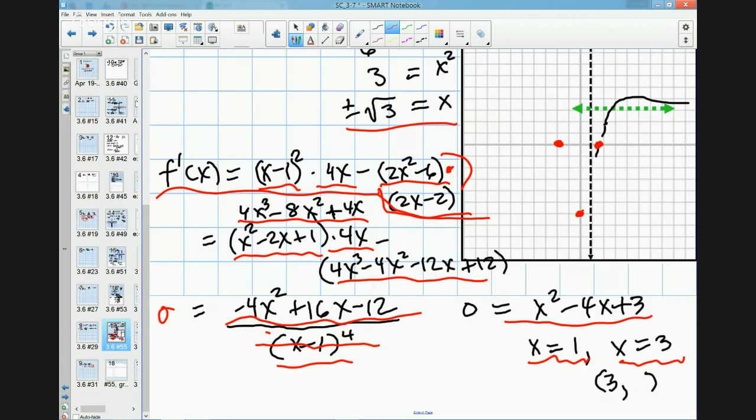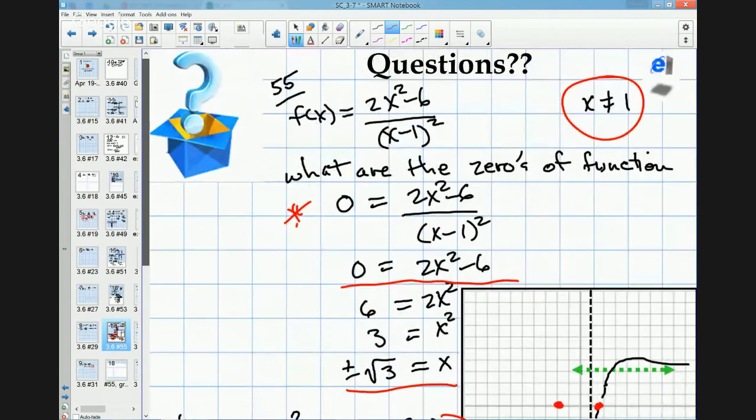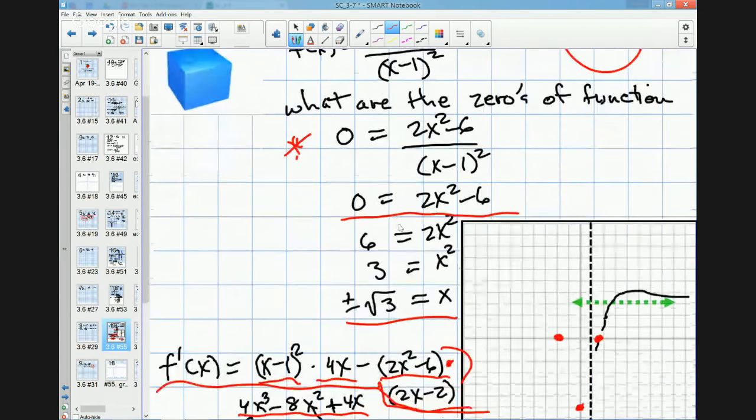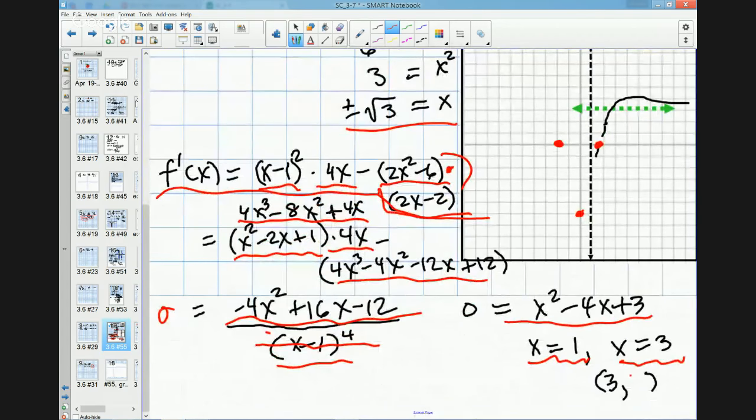And what's the y coordinate for that? Well, if you plug in 3 into the original equation, what do you get? 18 minus 6 is 12 on top, and on the bottom, if you plug in 3, you get 4. And 12 over 4 is 3. So therefore, the point (3, 3) is special. So can I find that? 1, 2, 3, 1, 2, 3. That appears to be that point right there. Okay.